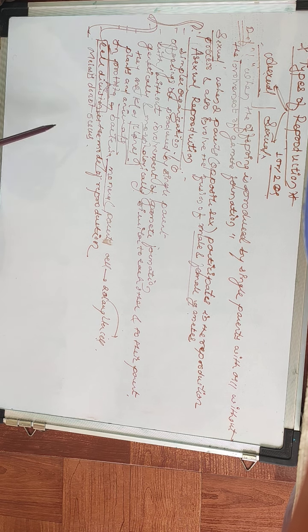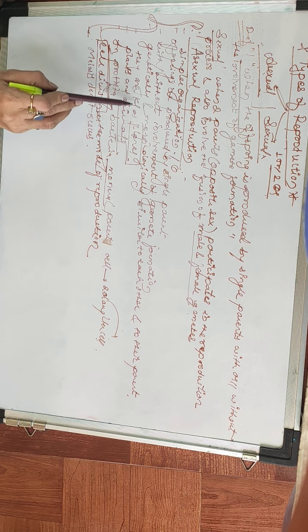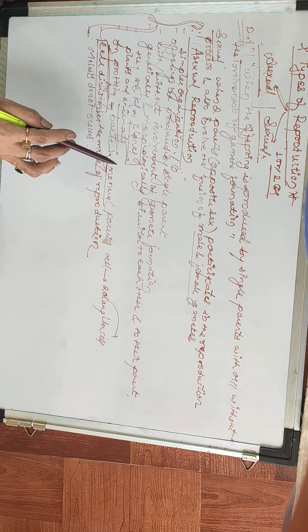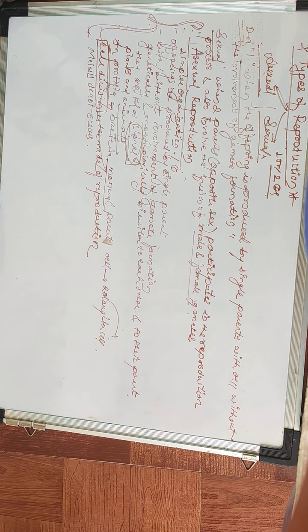The offsprings produced are genetically and morphologically similar to each other, siblings are also the same, and not only that, these siblings are also genetically and morphologically similar to their parents. So they are very much identical to each other. That's why they are known as clones. Offsprings produced by asexual reproduction are known as clones.